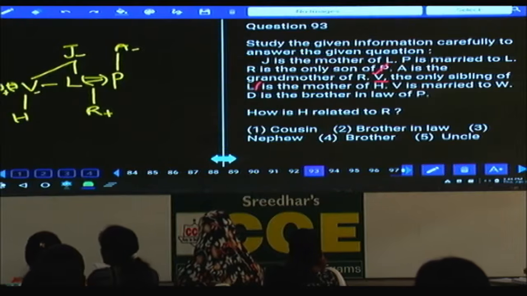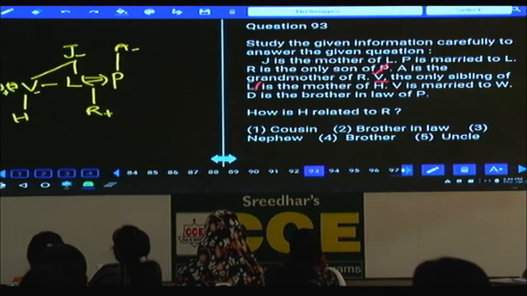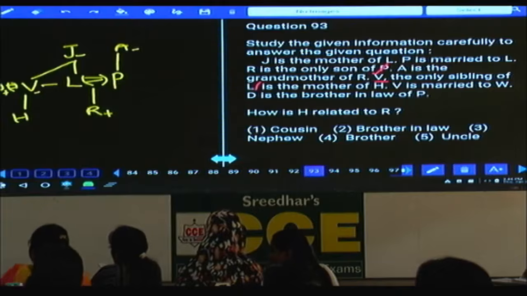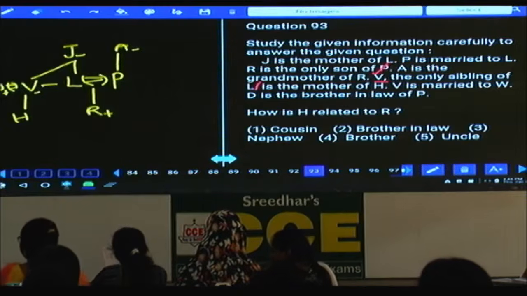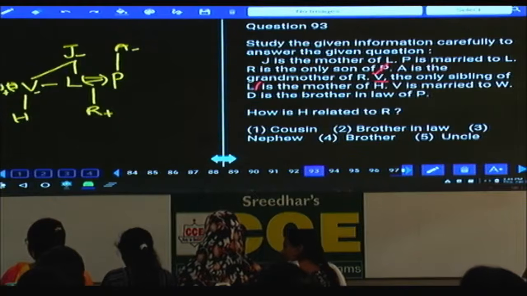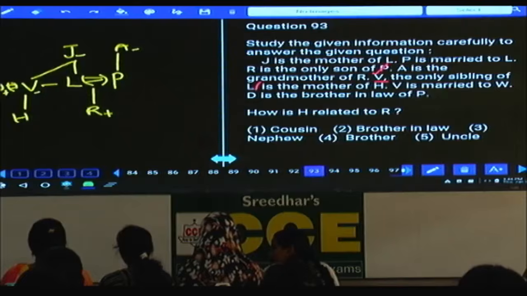Yes, so how many ways can we define this brother-in-law? Brother-in-law, what is it? First one is spouse's brother. Spouse's brother means your husband's brother is your brother-in-law, and my wife's brother is my brother-in-law. Wife or husband's brother is brother-in-law. And the other one is sister's husband. There are two ways wherein we can represent this. Now either sister's husband or spouse's brother. Now spouse's brother is ruled out.